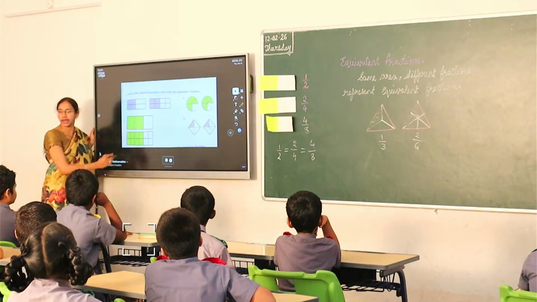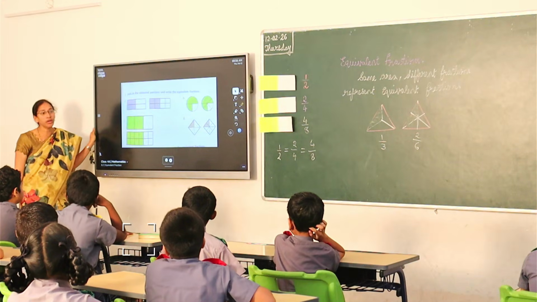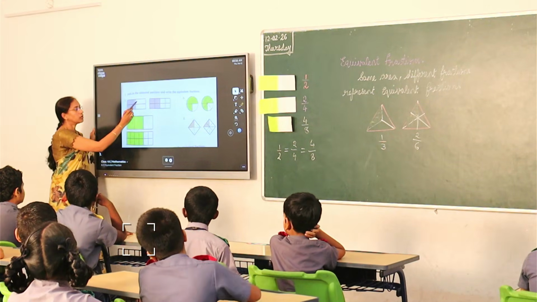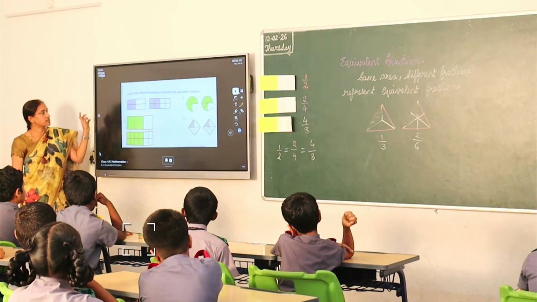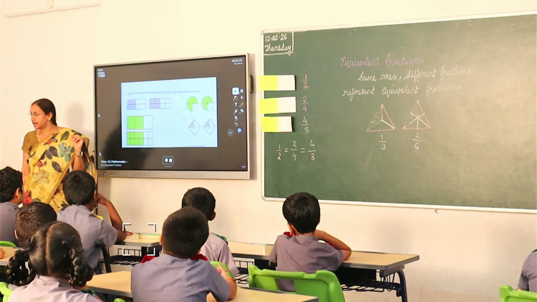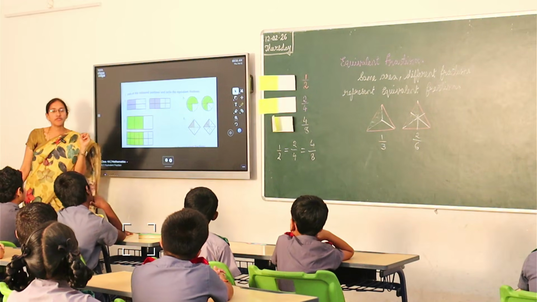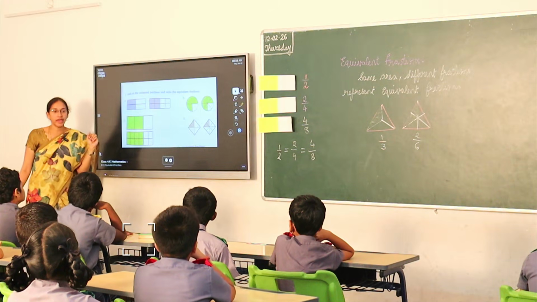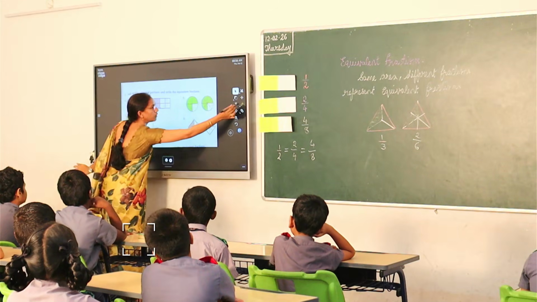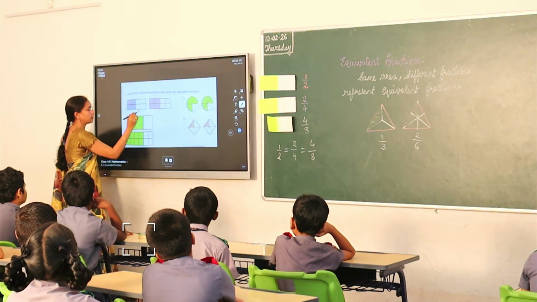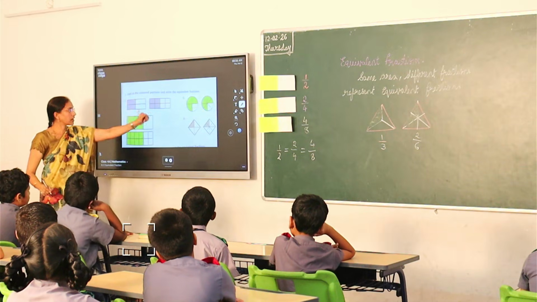The first rectangle is divided into how many equal parts? 1, 2, 3, 4. Out of these four equal parts, how many parts are colored? 2. So, what fraction does the colored area represent? 2 by 4. Right? Now, see the second rectangle.